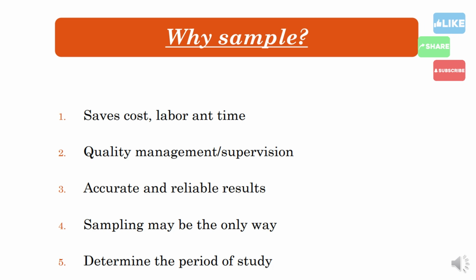Now, why sample? Why do we choose a sample? It saves cost, labor, and time, and gives quality management and supervision, as well as accurate and reliable results. The next reason is that sampling may be the only way. The next is to determine the period of study. So these are the reasons why we select the sample.